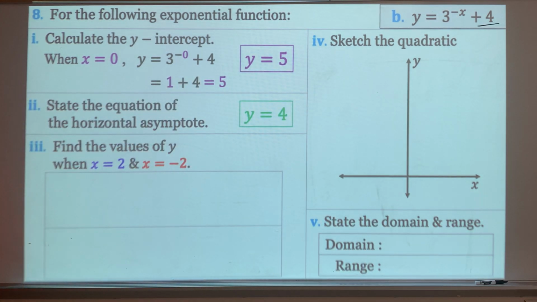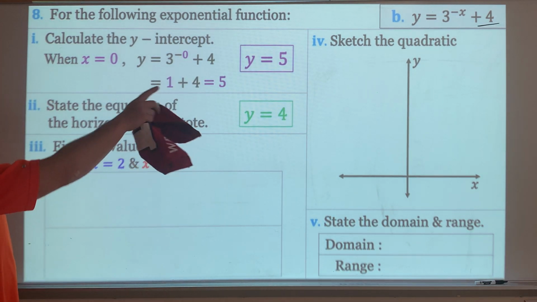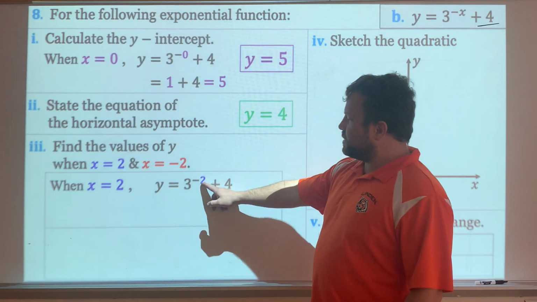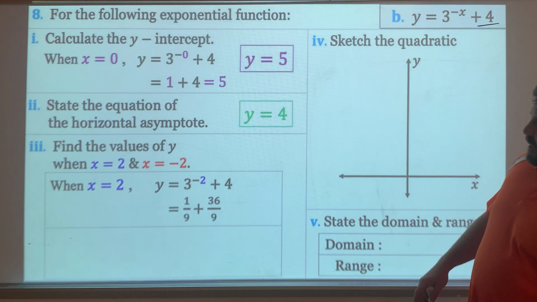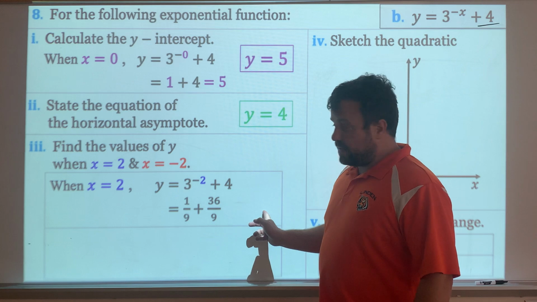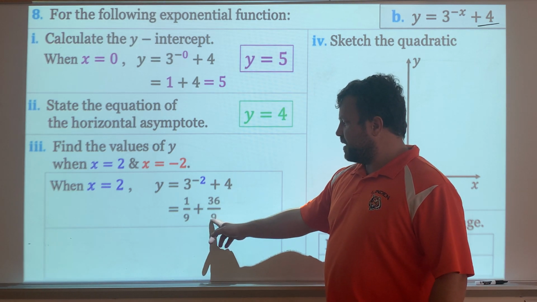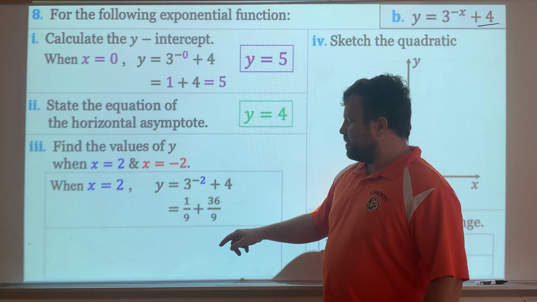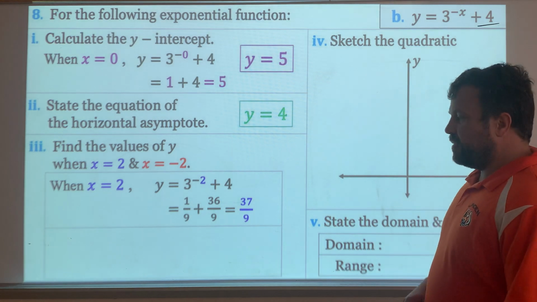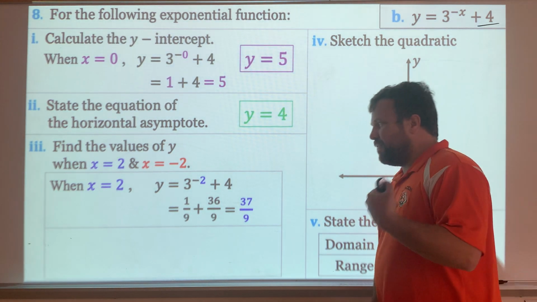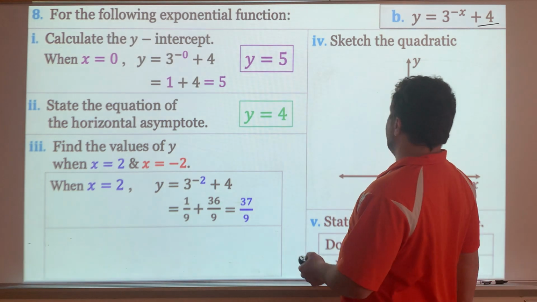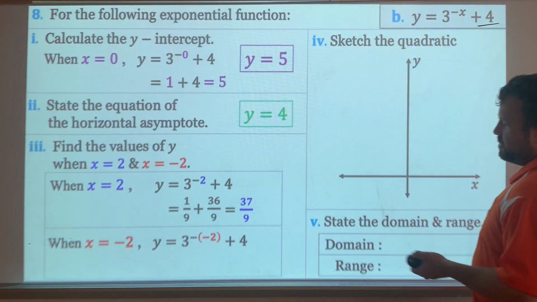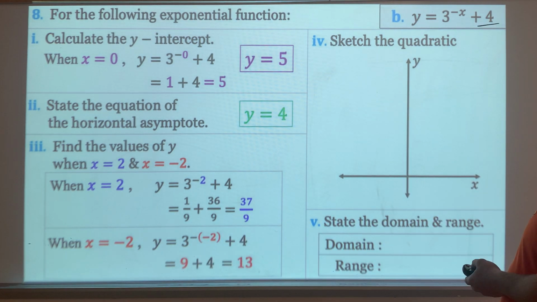All right. Plug in the 2 values for 2 and negative 2. 3 to the negative 2 plus 4 is 1 over 3 squared, or 1/9 plus 4. 1/9 plus 4 could be 4 and a 9th, or you can transfer 4 into 36 over 9. I wanted a 9 on the bottom to match here, so I multiplied that by 9 too, which gives you 37 over 9. If you prefer just to put 4 and 1/9, you can. It doesn't matter either. When x is negative 2, negative 2 is squared, so 3 squared is 9. 9 plus 4 is 13.